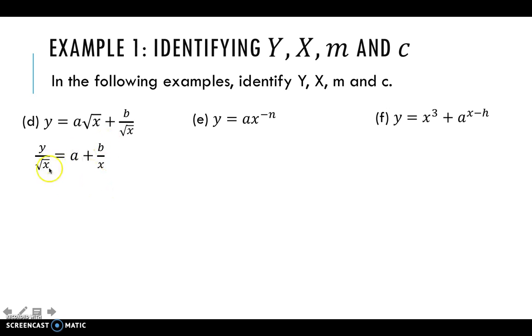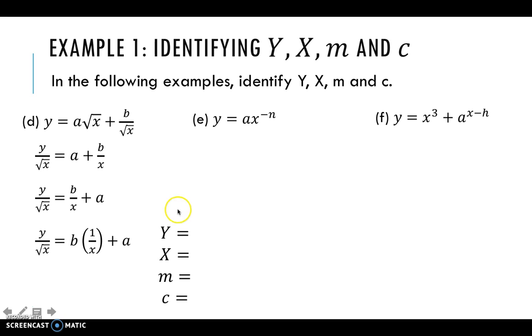So rearranging this, I will get y over root x equals b over x plus a. I want to factorize out the b, so that it's very obvious what my big X is, plus a. So big Y is y over square root x, big X is just 1 over small x, m is b, and c is a.